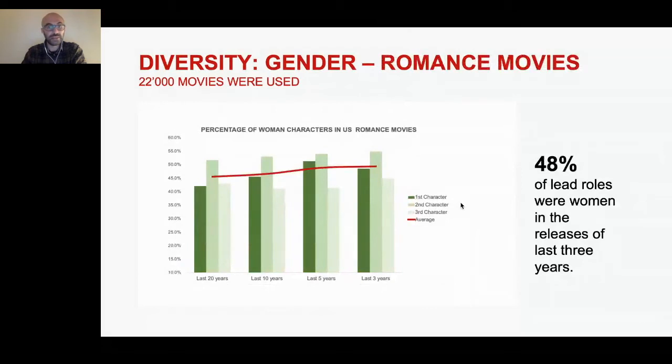And lastly, we can look at the movies in the romance genre. Here we have more representation of women in the lead roles. From 42%, we see a change to around 50% if you take the last 5 years average, but there is a drop from the last 5 years to the last 3 years, which is around 2-3%.